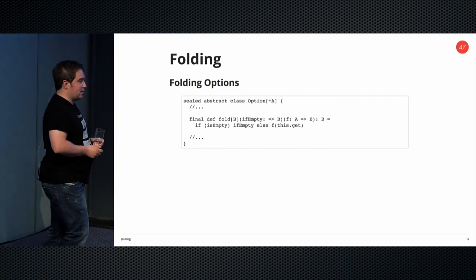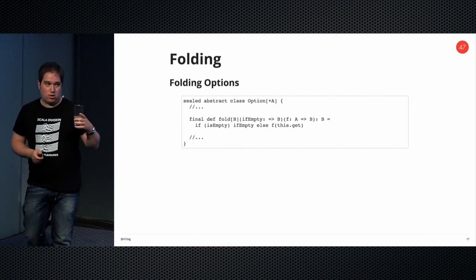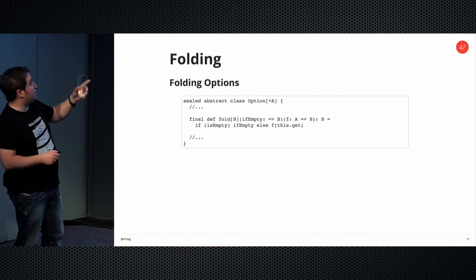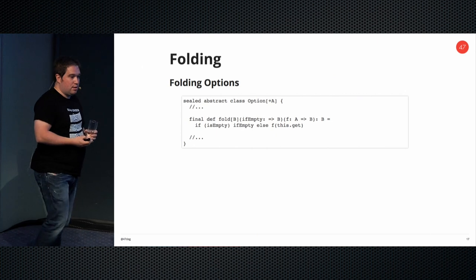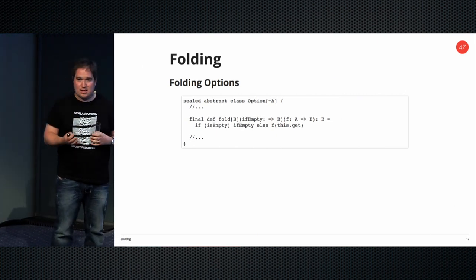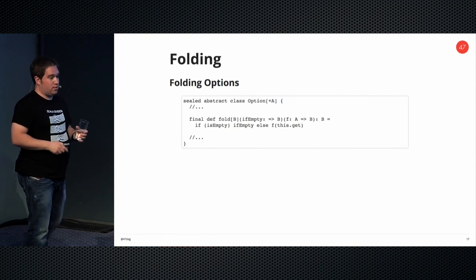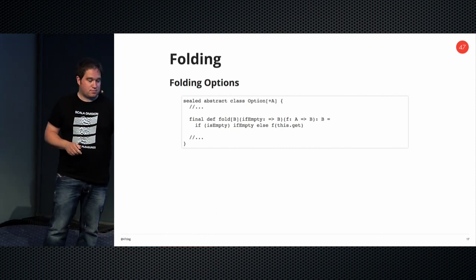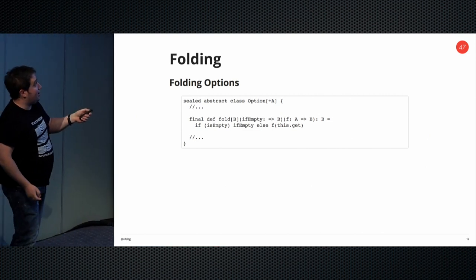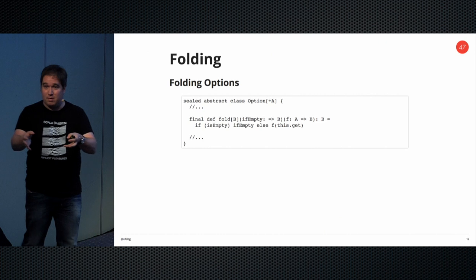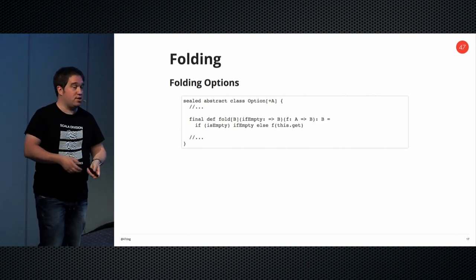A bit of an exercise here is that every other function that appears on Option can be written using this. If you want to map something, you can do it. For each, exists, get or else, they can all be boiled down to this one here. And again, just to point out, as on the previous slide, this function here is not the Some of A to B, it's the actual constituent underlying value that the Some holds.